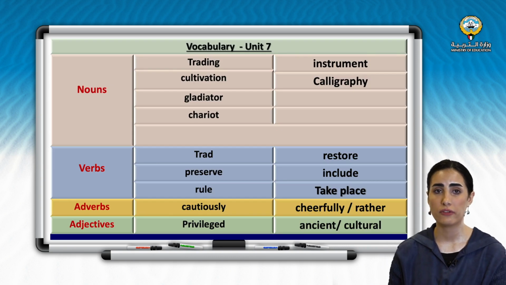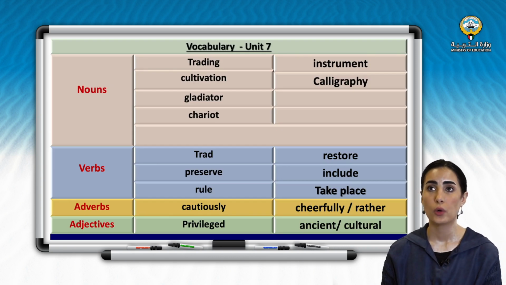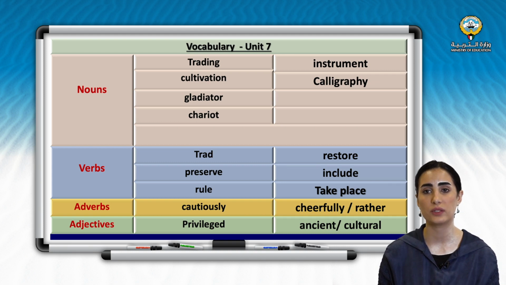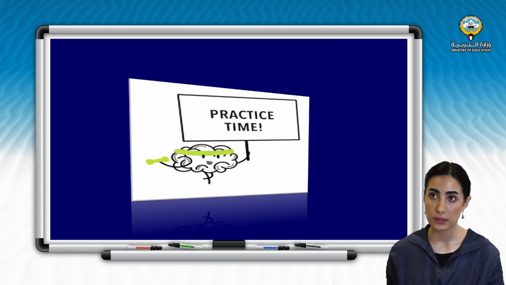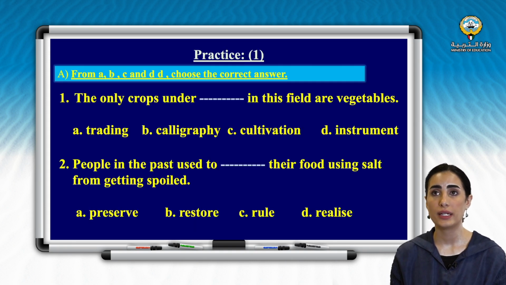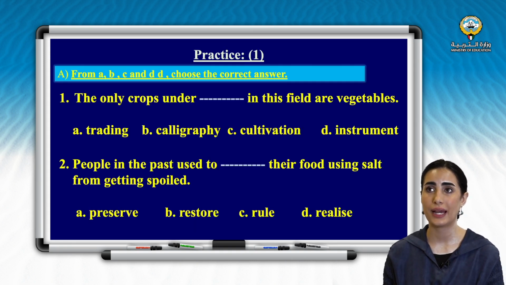Now we just ended the vocabulary words of Unit 7. We have summarized a chart for you that contains all of the words that we just learned, from nouns, verbs, adverbs and adjectives. And now it's time to practice. From A, B, C and D, choose the correct answer.